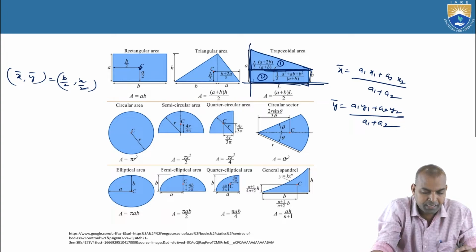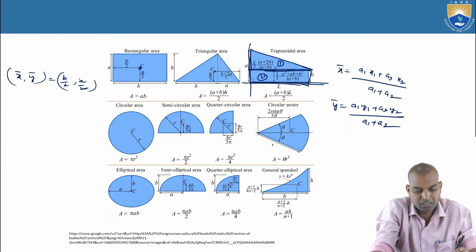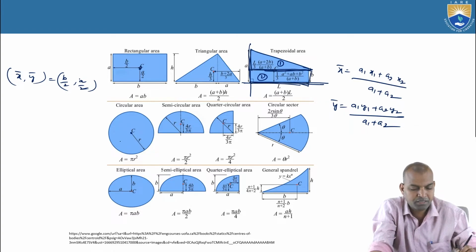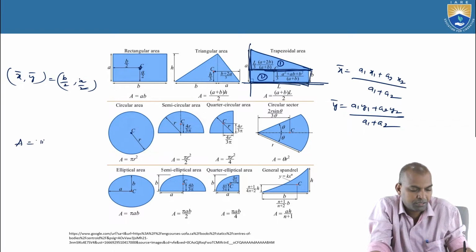Another one is the circular area. The centroid of the circular area is at the center, 0, 0, and the area of the circular section equals pi r squared, or in terms of the diameter, pi d squared by 4.